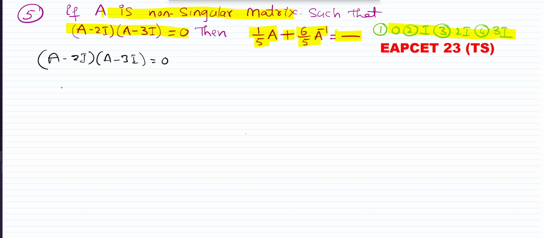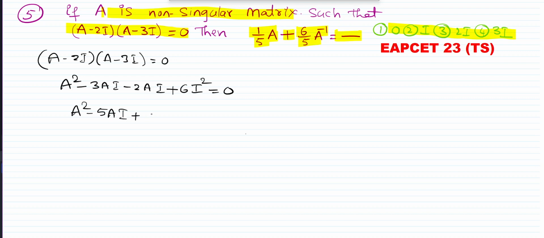Multiplying these two: A into A square minus 3AI minus 2AI plus 2I into 3I, that is plus 6I square, is equal to 0. From this, A square minus 5AI plus 6I square, and that value is 6I, is equal to 0.